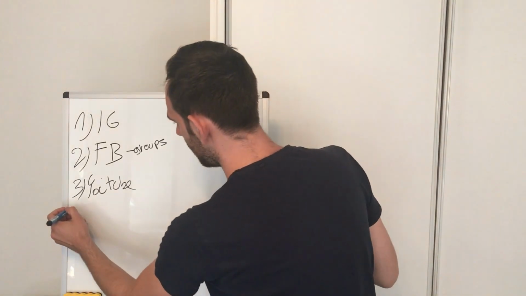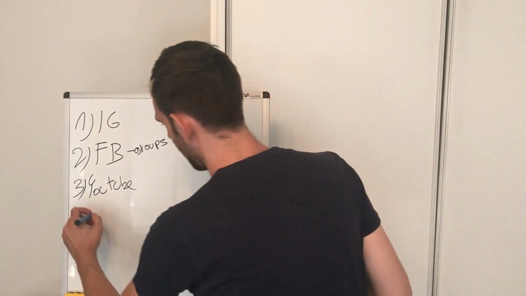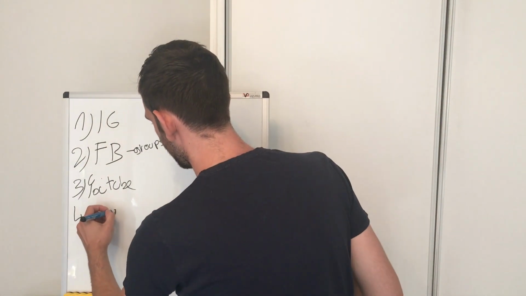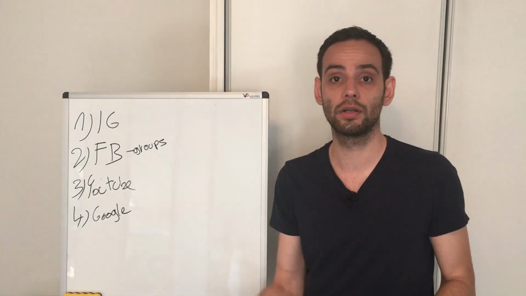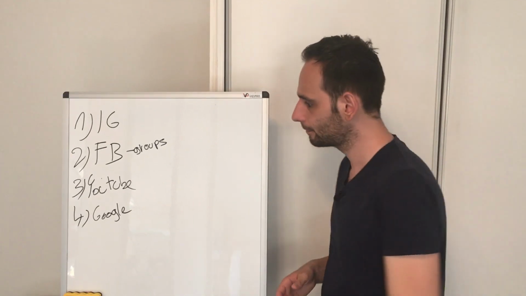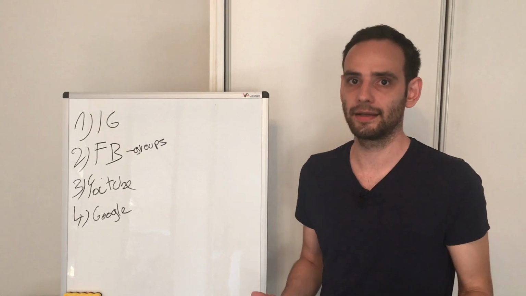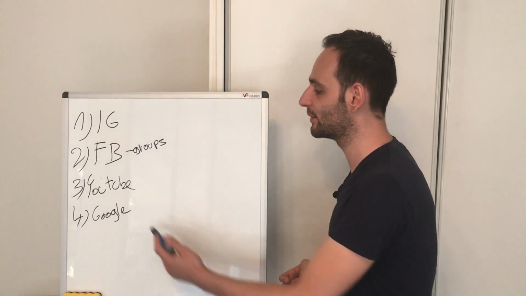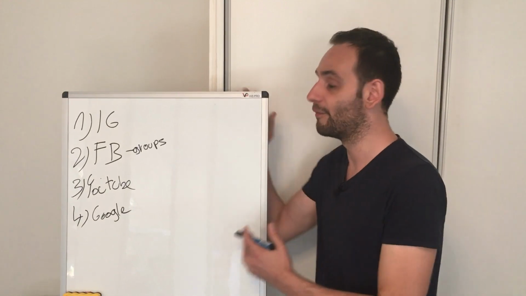Now, number 4 is, as you probably guessed, Google. With Google, it's all about blogs, creating blogs and articles on your website or somewhere else. The key is, again, you need to really like writing.